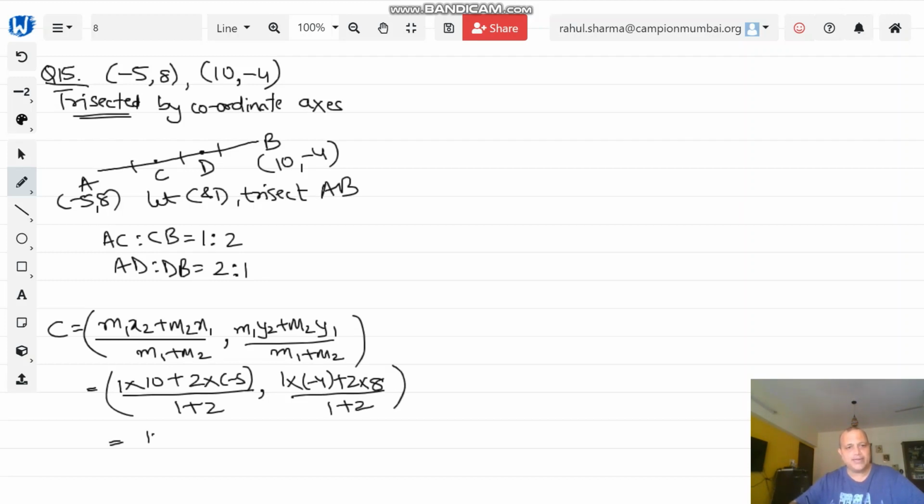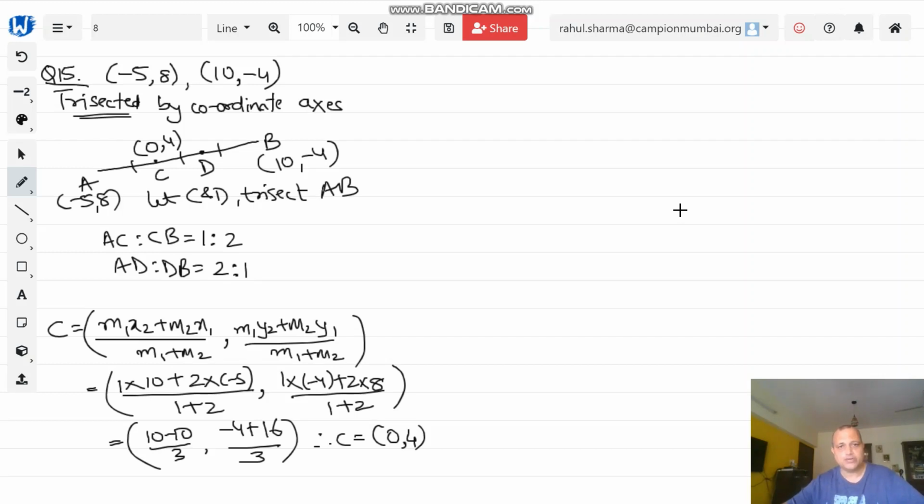This would be 10 minus 10 upon 3. This would be -4 plus 16 upon 3. So therefore C would be equal to 0, and that's 12 upon 3, 4. So coordinates of C are (0, 4). Does it lie on some axis? Yes, it lies on the y-axis.